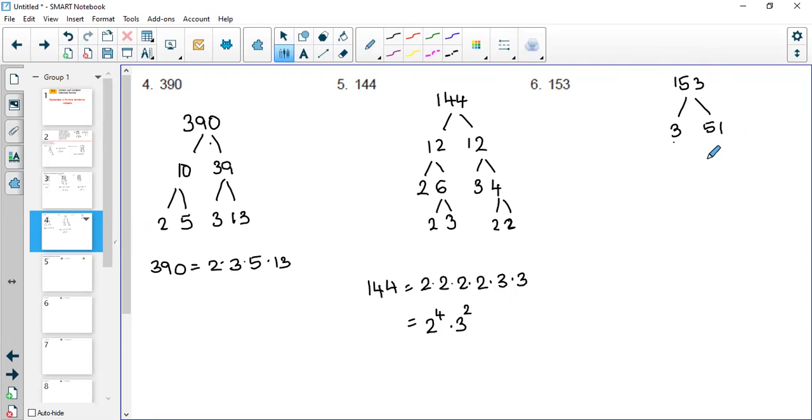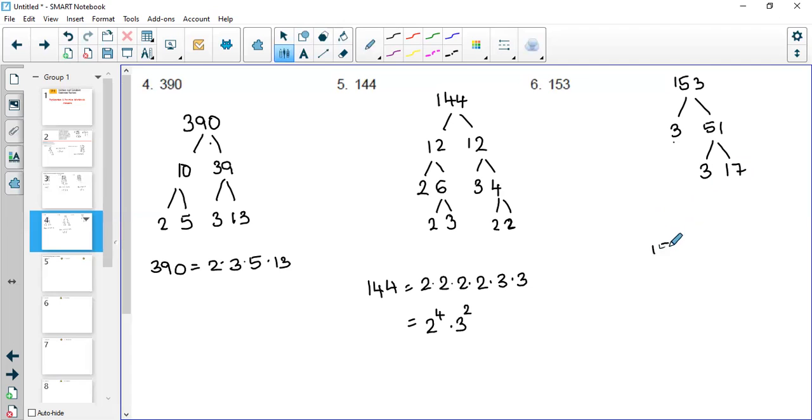What about 51? Is 51 a prime number? Do you think 51 is a prime number? No, it's not. So we are again going to divide this by 3. So what is that going to give me? 3 multiplied by 17 is going to give me 51. Okay, now 17 is a prime number, so we cannot do anything further than that.